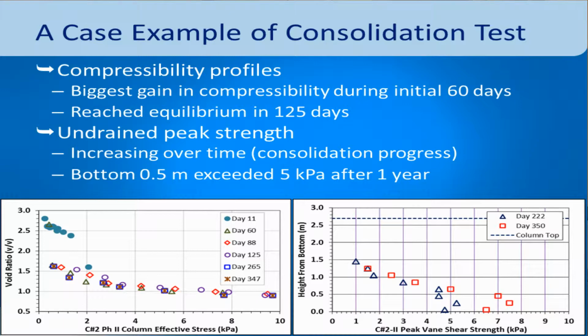And finally, there's the shear strength, and you can see that it is progressing versus the consolidation time. The bottom half meter at the column bottom exceeds 5 kPa after 1 year.